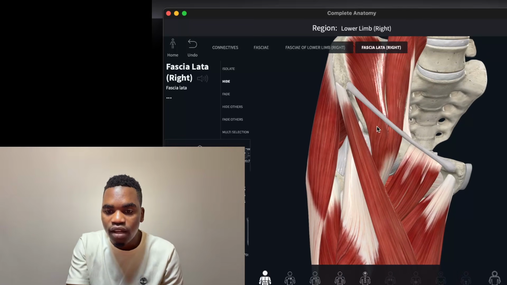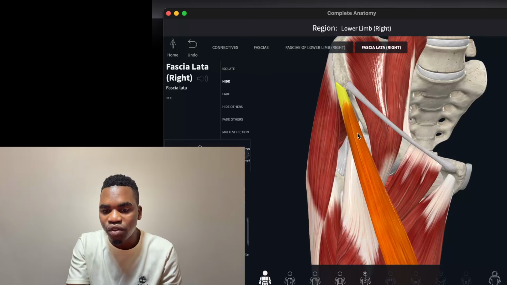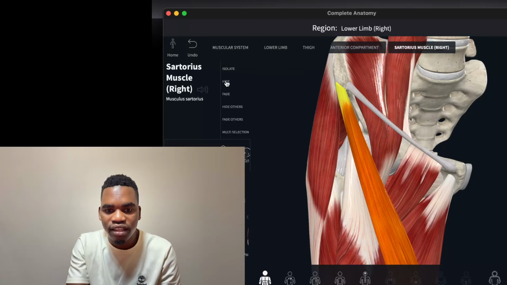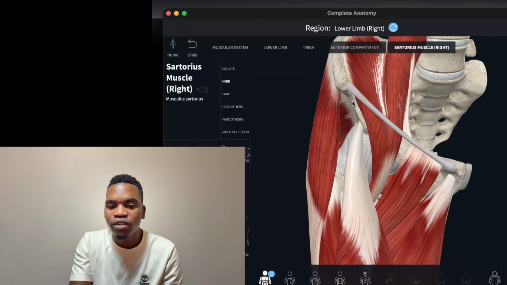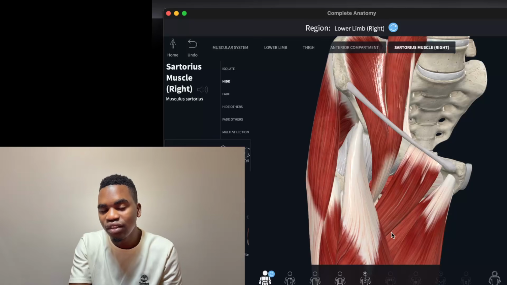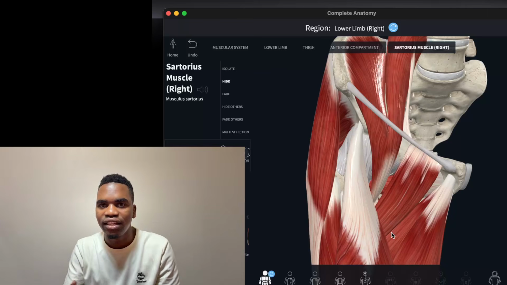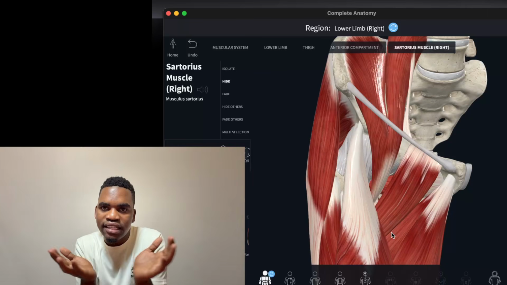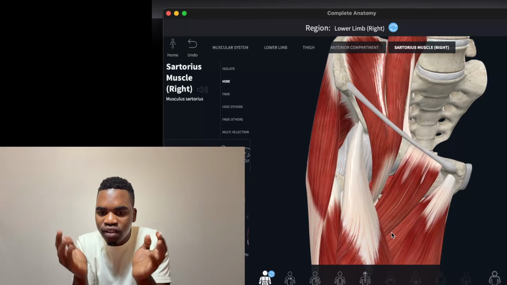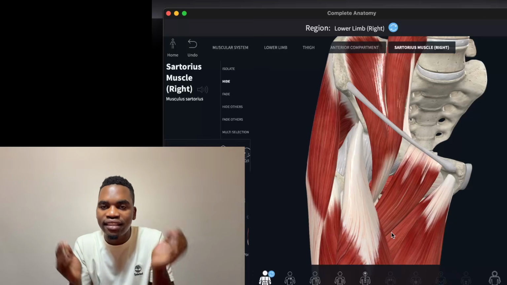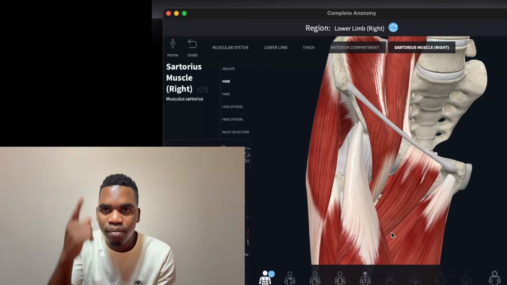This muscle here is the sartorius muscle. Okay, let me remove the sartorius muscle. The sartorius muscle is crossing both the hip joint and the knee joint, so it has actions on both hip and knee joint. But I'm starting with hip flexors. These muscles that I'm mentioning right now are hip flexors. They are flexing the hip joint. Okay, number one is sartorius.